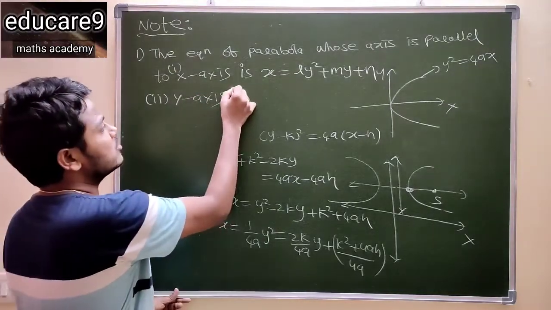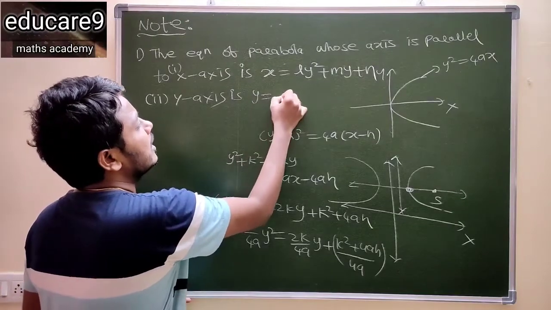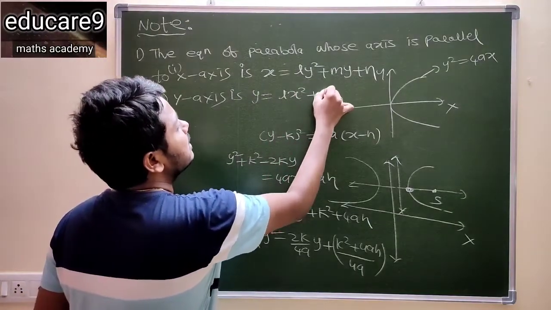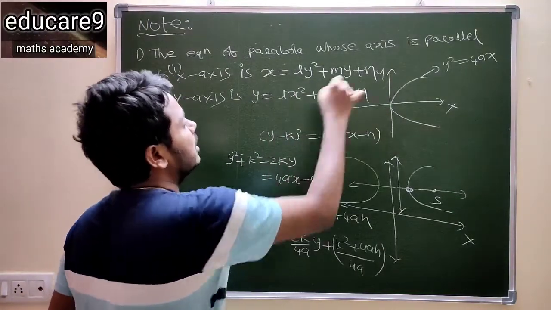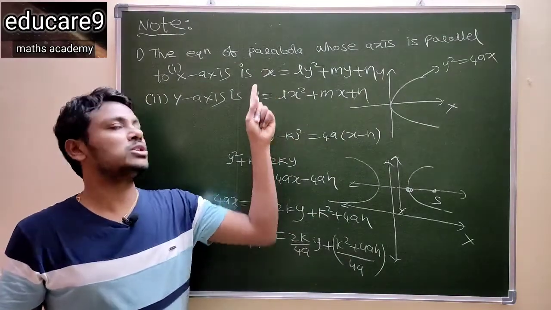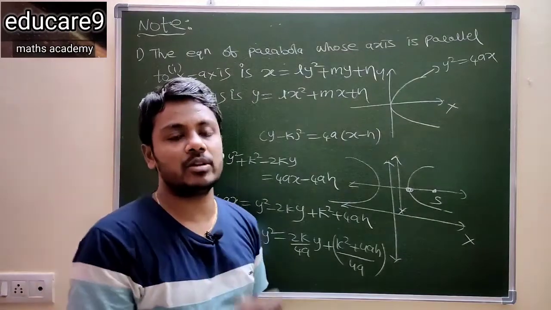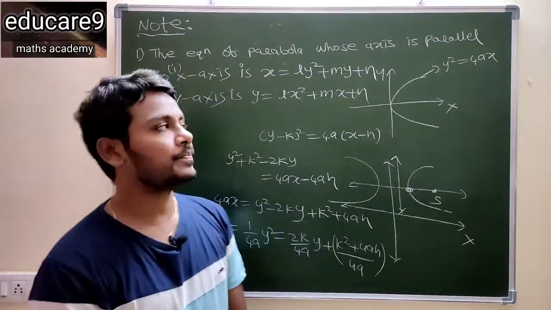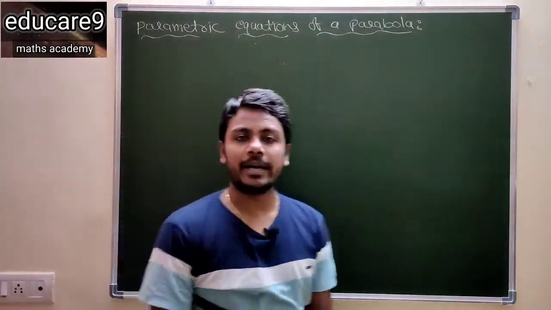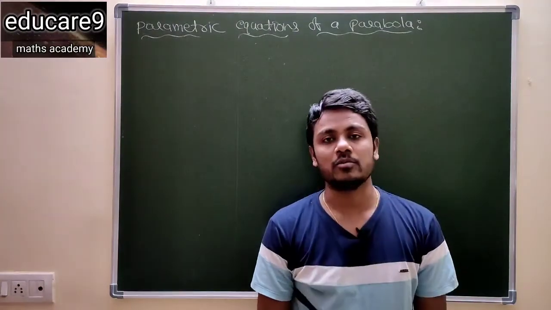So clear the equation is what? y = lx² + mx + m. Okay. So we have to remember these two equations. So based on these equations, we have 7 marks questions. Okay. Next concept, parametric equations of a parabola.